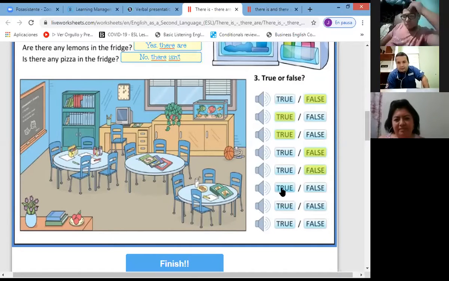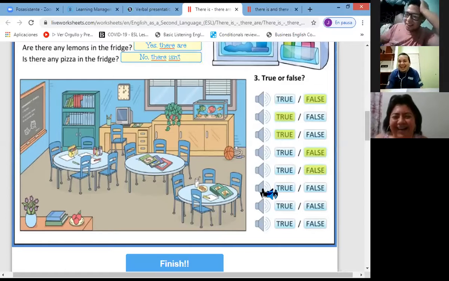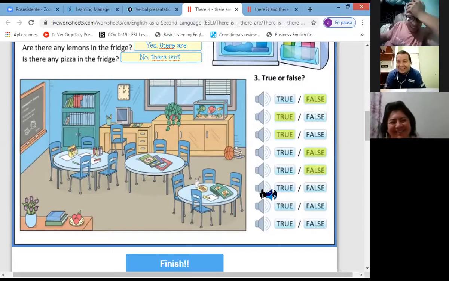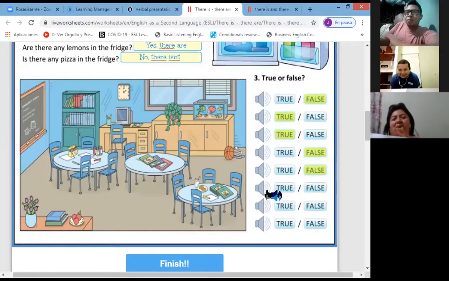Okay. Gabriel, listen. There is a computer. No, pongan la como verdadera. Actually, there is a computer in the classroom. It's true. Really? Hay una computadora en el... Okay. All right. I'm just watching you.